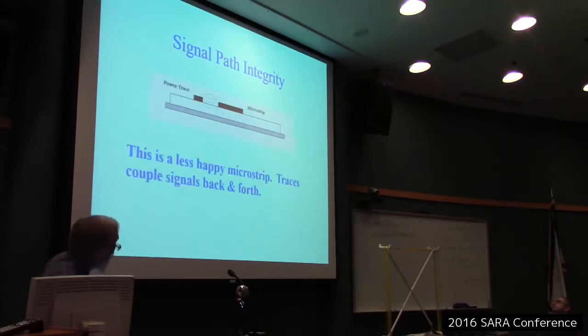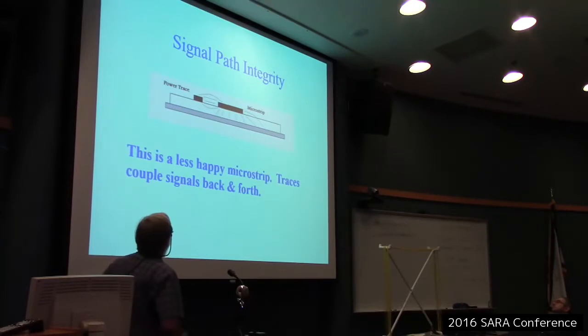I'm going to look at a microstrip that has a few problems, problems I've seen on circuit boards. You get a microstrip, there's your main strip line, and you've got the fields. Well, some of those field lines are going to go into a trace next to it. You have a power trace right next to your microstrip. It's going to couple between them.